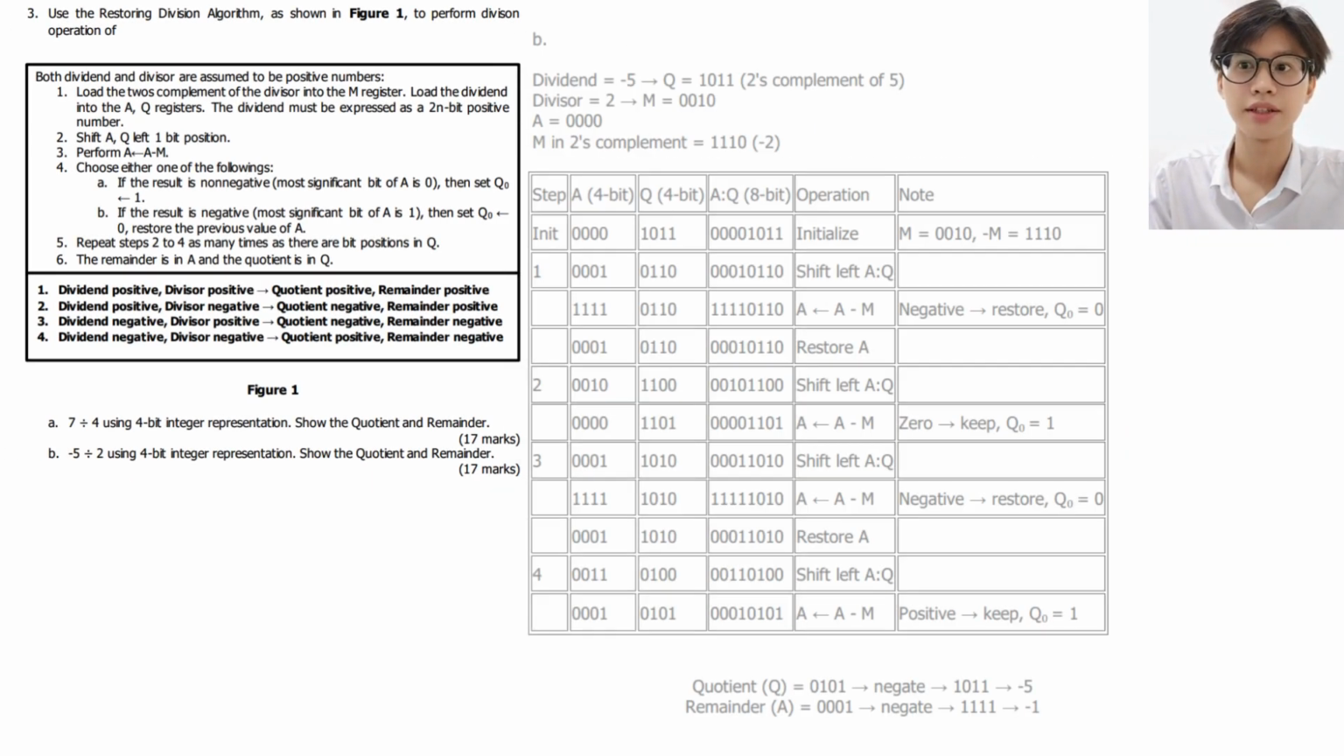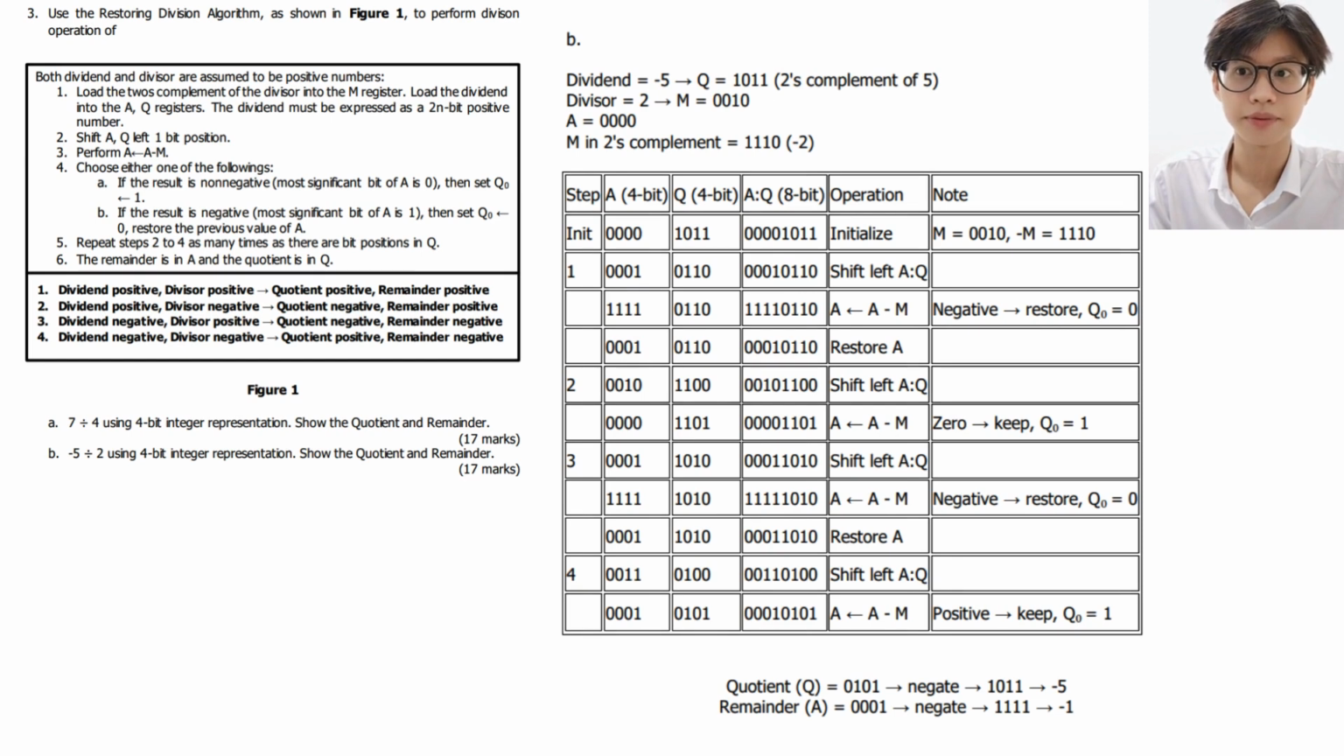For the B part, the dividend is negative 5. So we use the 2's complement of 5, which is 1, 0, 1, 1. The divisor is 2 and the binary form is 0, 0, 1, 0. Its 2's complement for subtraction is 1, 1, 1, 0. A is initialized to 0, 0, 0, 0. For the first step, shift left, AQ becomes 0, 0, 0, 1, 0, 1, 1, 0.